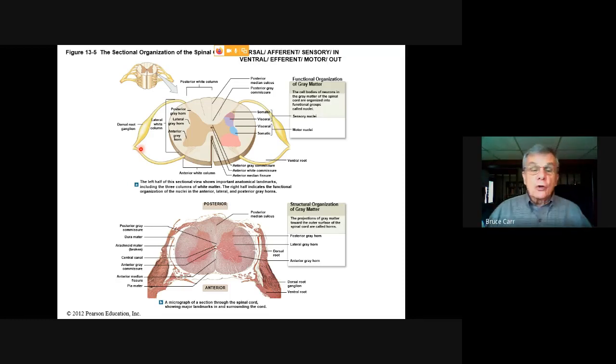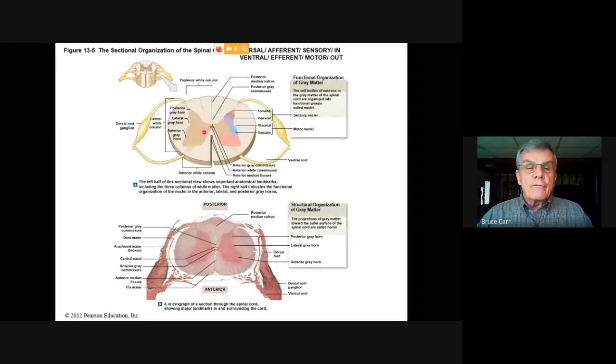So let's take a look here. We will label the overall regions of the spinal cord, this gray matter, as the posterior gray horn, the so-called lateral gray horn, and the anterior gray horn. And those are related to the connections of sensory input leading to motor output.